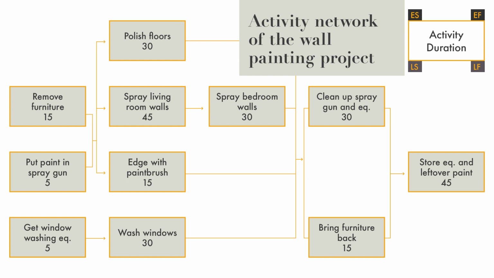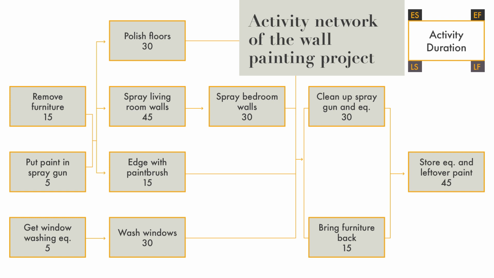Then we get the window washing equipment. Those activities don't have any predecessors. But then the arrows mark the dependencies to successor activities, and we also have the final activity there in this logical relationship network, where we store the equipment and leftover paint. It takes a while, 45 minutes is the duration.